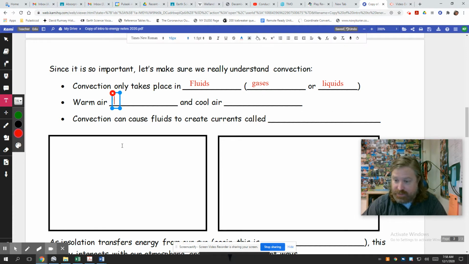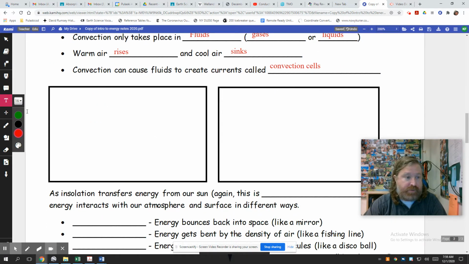Because it's less dense, and going back to the beginning of the year with density and heat, warm air rises and cool air sinks. And what that does is create these currents called convection cells. So, like an example that I always do, we'll do some drawing here.